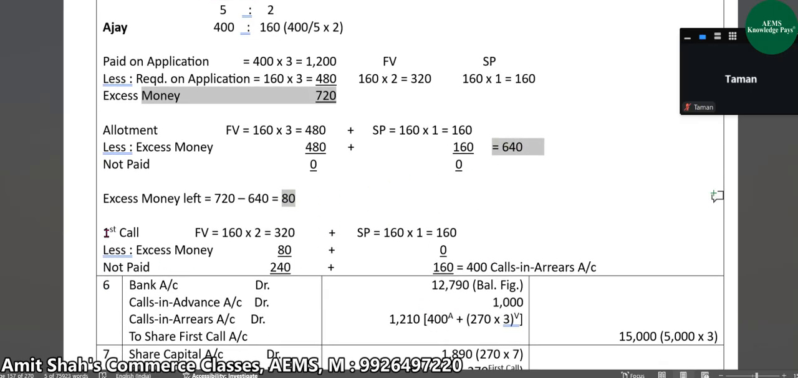Clear? Now on first call, again we require from him 160 into 2, 320, and 160 into 1, 160 of premium. Excess money first would be adjusted towards face value, and that is what we have done here. So how much more we require from him is 240, which he has not paid. 240 of face value and 160 of premium. So together we require from him 400 on first call after adjusting this rupees 80, which he has not paid. And that is why this will go in calls in arrears account.